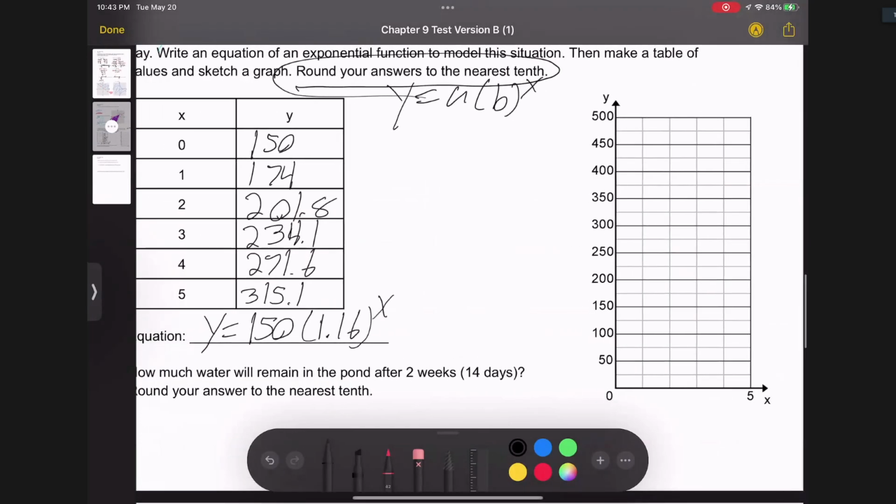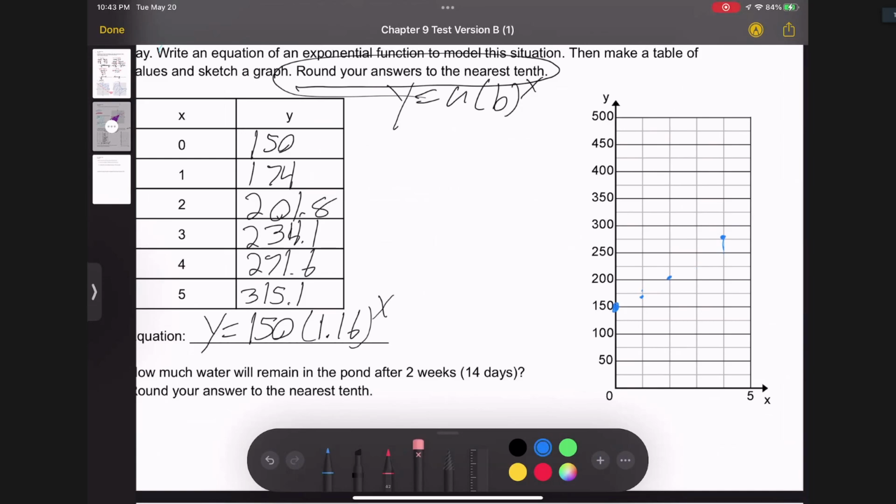So we got 150. I want to use blue so it makes it a little bit easier to see. 174, that's about right there. 201, that's about right there. 234, I'm just going to say that's right there. Again, this is not perfectly to scale. 4 is about 271, that's about right there. I'm just going to say that that's right there. Again, it's not 100% accurate.